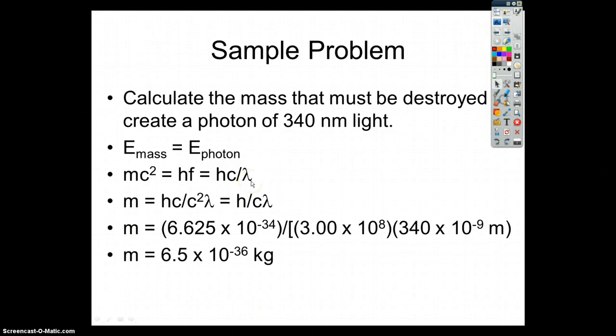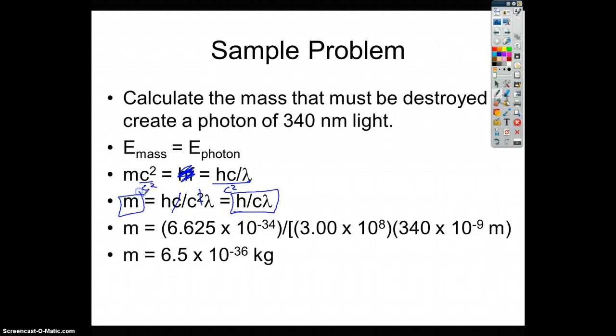If we go through and combine these equations, we can get rid of this hf. Let's just go ahead and cross it off. If we divide both sides by c squared, you end up with m equals hc divided by c squared lambda. And because this c crosses off with one of the c's here, now we've got m, or the mass, equal to h over c times lambda. So mass would be equal to h over c times the wavelength of light.